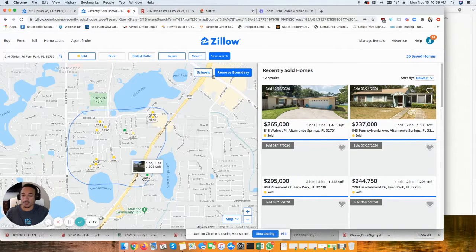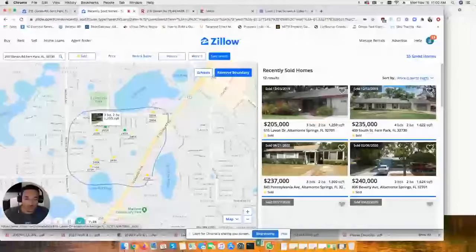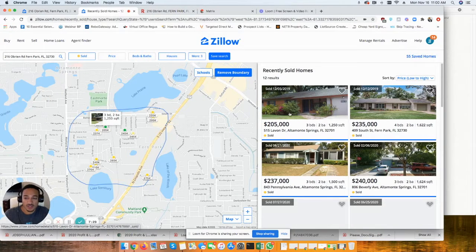So 245, 80% ARV puts you at 193. Minus your repairs, right? That's usually the standard. But you know what? Let's see what the lowest cash offers are going here. The lowest one I see here is 205. Now that's great, right? Because if you got it on the contract for 193, guess what? You might be able to sell it for about 200.